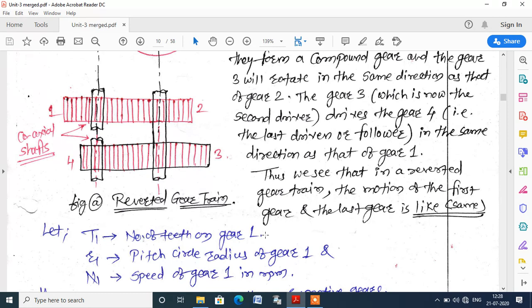It is used generally in watches. So these gear trains are used in watches.